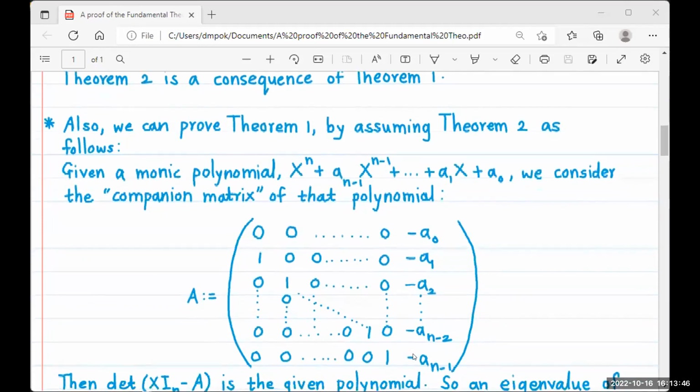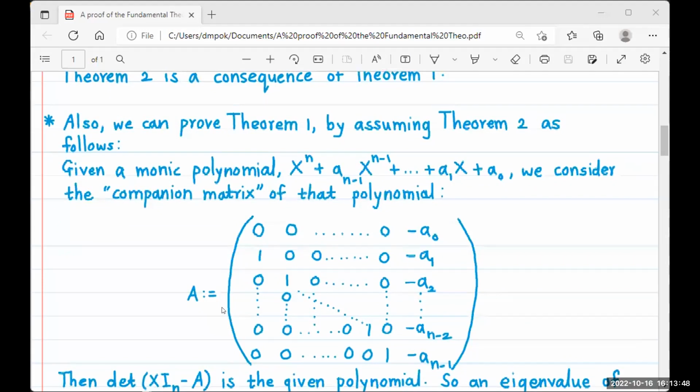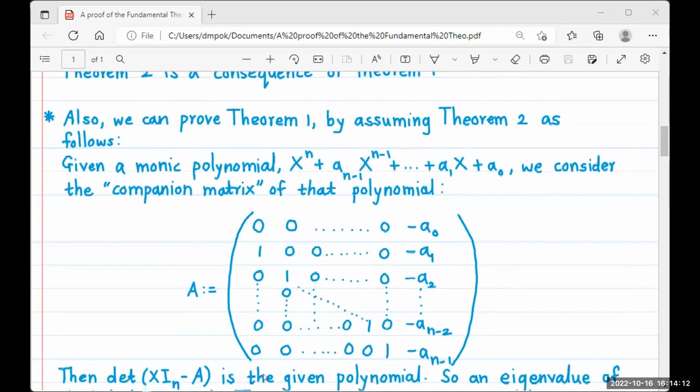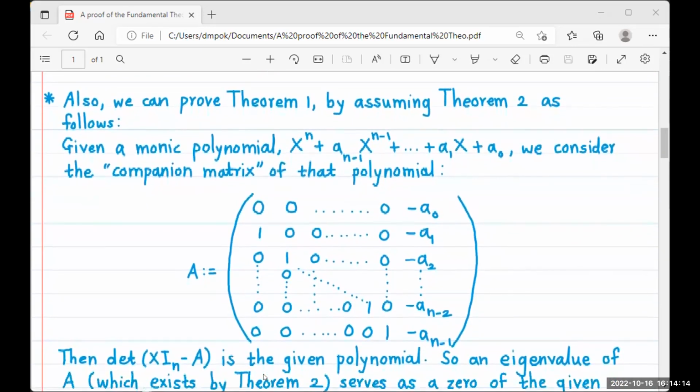And one can check that if we consider the matrix xI minus A, where I is the identity matrix of order n, then its determinant is the given polynomial. That means the characteristic polynomial of this matrix A is the given monic polynomial. We are assuming Theorem 2. So by that we know that A has an eigenvalue in C, and that eigenvalue is nothing but a zero of the given monic polynomial. So this is how we prove Theorem 1 using Theorem 2.